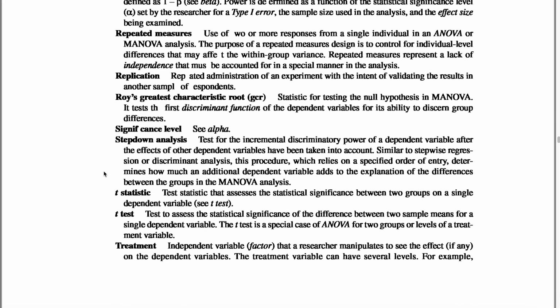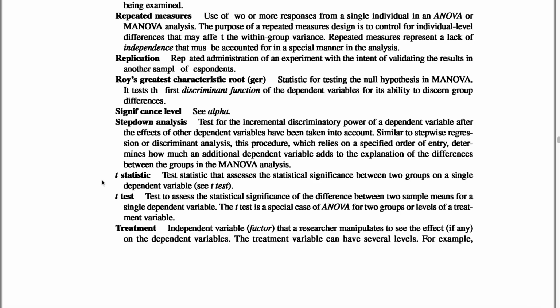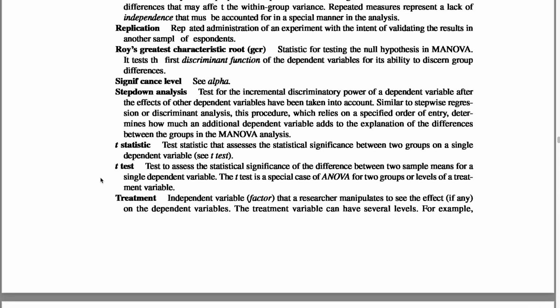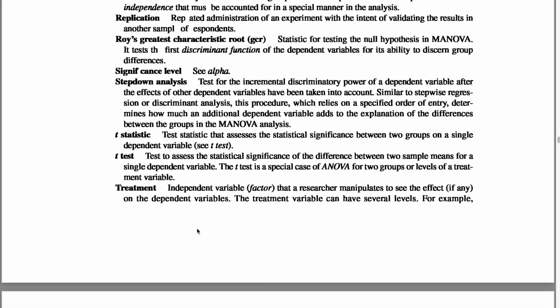T statistic: statistic that assesses the statistical significance between two groups on a single dependent variable. See t test. T test: test to assess the statistical significance of the differences between two sample means for a single dependent variable. The t test is a special case of ANOVA for two groups or levels of the treatment variable. Treatment: independent variable or factor that a researcher manipulates to see the effect, if any, on the dependent variable. The treatment variable can have several levels.